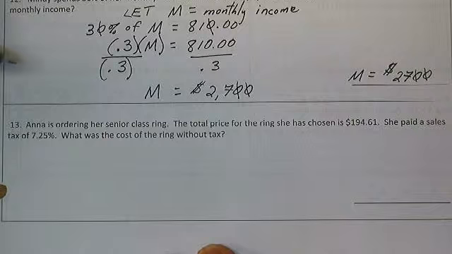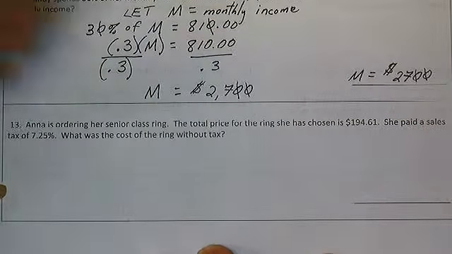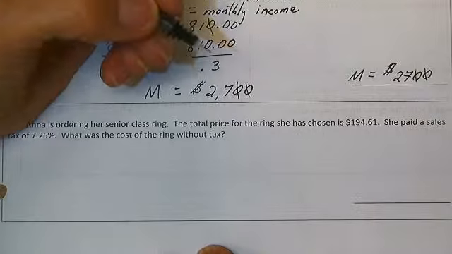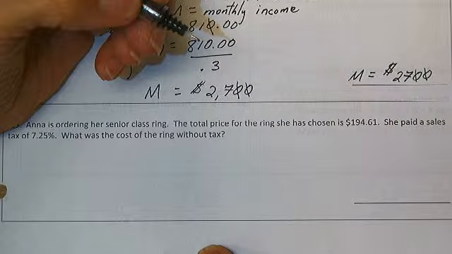Anna is ordering her senior class ring and her total price is $194.61. She paid a sales tax of 7.25%. What's the cost of the ring without tax? Well, we know when we buy anything that we pay the price and we pay the sales tax.